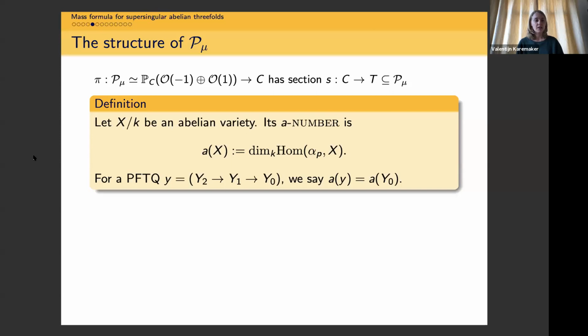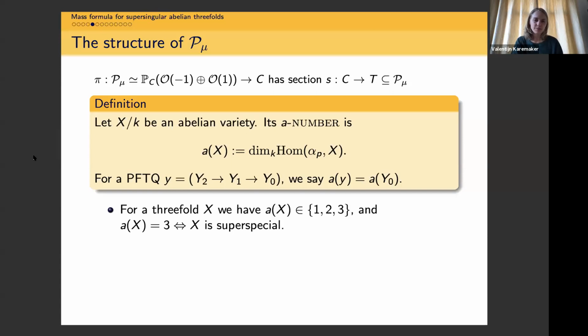And if we have a PFTQ, Y, such a chain, then we say its a-number is the a-number of Y0. Okay, so here are some useful facts about the a-number, all due to Oort and Li. Well, for a threefold, its a-number is either 1, 2, or 3. And it's 3 if and only if X is superspecial, so that it's isomorphic to a product of supersingular elliptic curves. If a PFTQ is in T in this section, then the a-number is 3, so the maximum it can be.